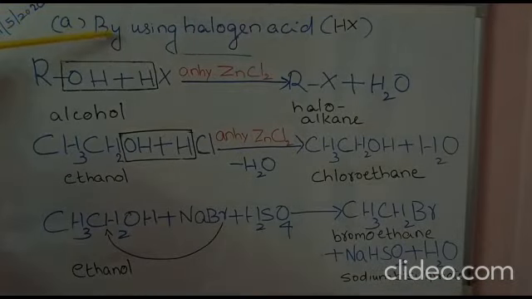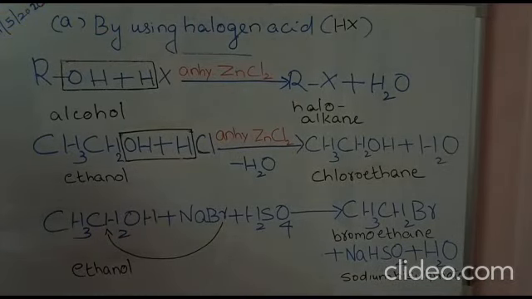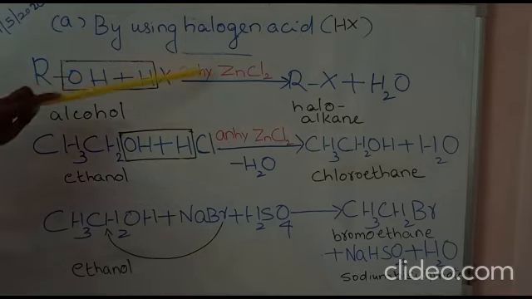Let's discuss the first one, that is by using halogen acid. You know what a halogen acid is? HCl, HBr, HI, etc. are examples of halogen acids. On treating an alcohol with this halogen acid, in presence of a reagent named anhydrous ZnCl2, a water molecule will eliminate from there and form the corresponding alkyl halide or haloalkane. Here, this anhydrous ZnCl2 facilitates the cleavage of the R-OH bond.